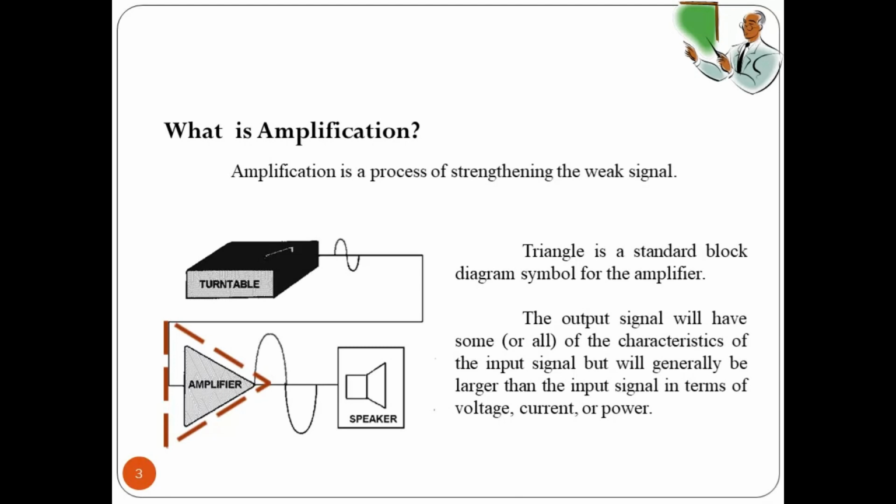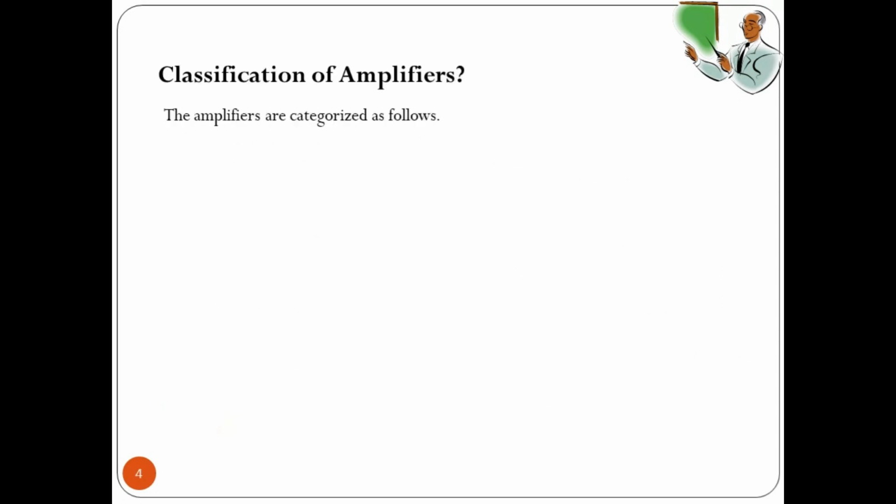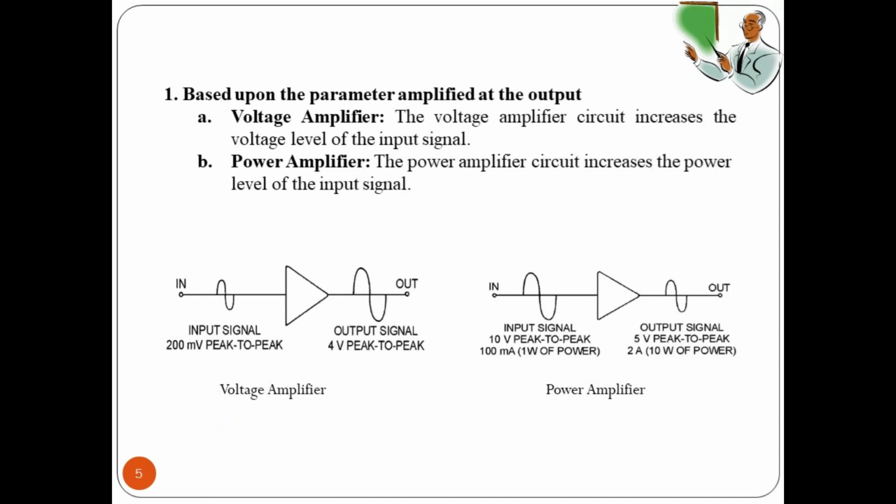The output signal will have some, or all, of the characteristics of the input signal but will generally be larger than the input signal in terms of voltage, current, or power. Classification of amplifiers. The amplifiers are categorized as follows.